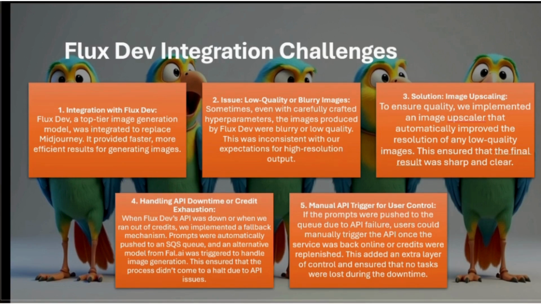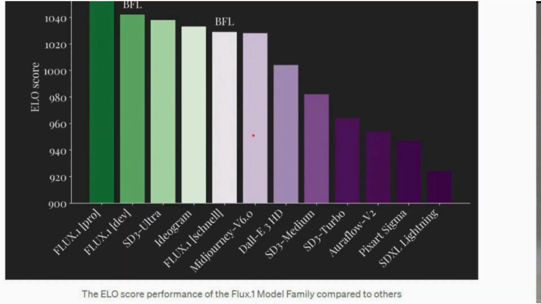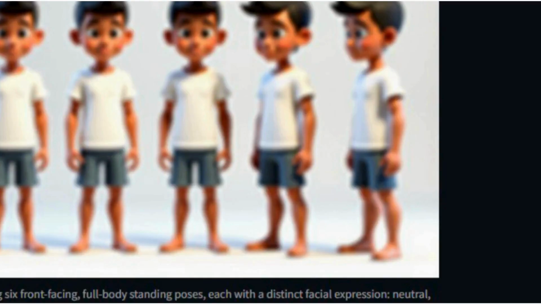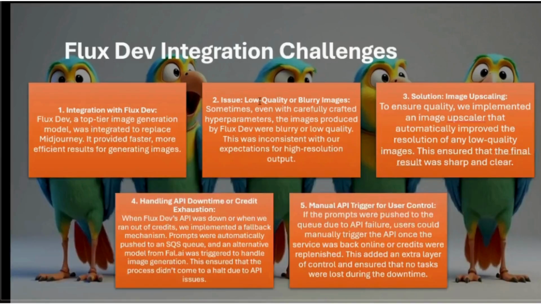FluxDev is one of the leading image generation models in the market. The client also was satisfied with the outputs generated by Flux. However, despite the advantages, we encountered a few challenges with FluxDev as well. Occasionally, even with well-crafted prompts and hyperparameters, the images generated by FluxDev would come out blurry or of lower quality. To address this, we incorporated an upscaler into our pipeline.